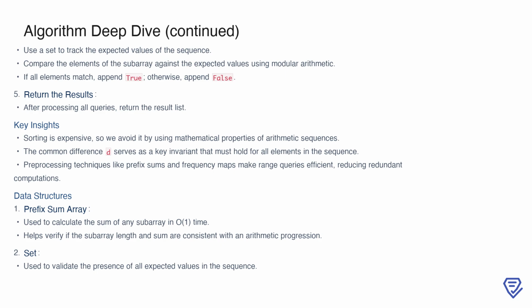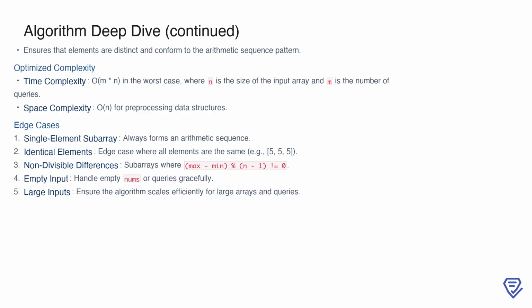This optimized approach avoids the costly sorting step by relying on mathematical properties and pre-processing. By focusing on the key invariant, the common difference D, we ensure that our solution is both efficient and scalable for larger arrays and queries. The optimized algorithm significantly reduces complexity by eliminating redundant computations.